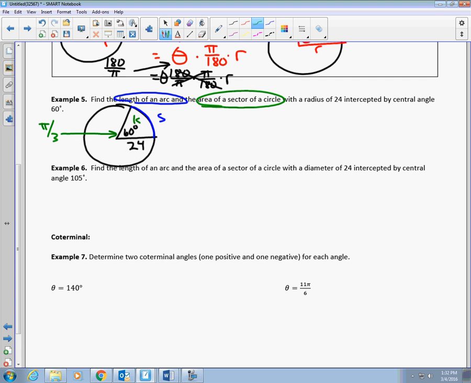So now I have all the information that I need. I know S is equal to R theta. So S is, what's the radius? 24. What's theta? Pi over 3. So 24 times pi over 3 would be, you can either write it as a decimal or in terms of pi. And 24 divided by 3 gives me 8. So 8 pi.